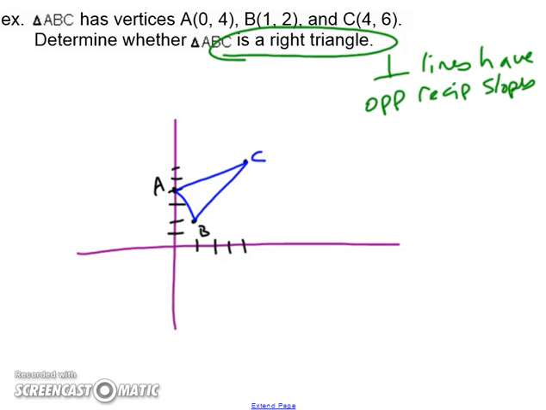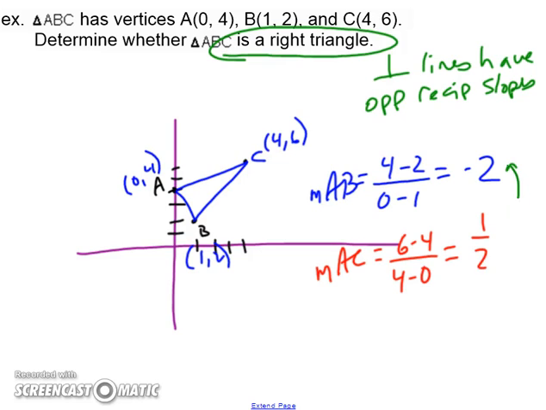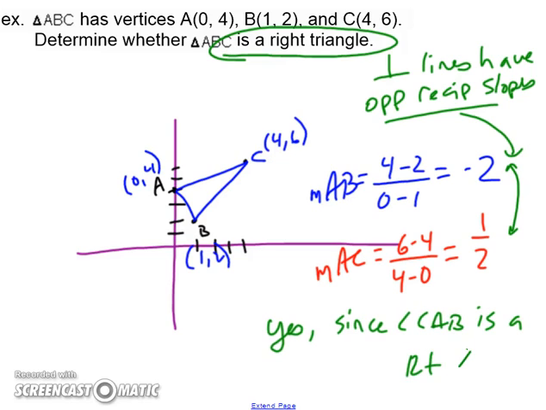So if we first find the slope of AB, plug in those ordered pairs into our slope formula, we get a slope of -2. We could then find the slope of AC. And when we find that slope, it simplifies to 1/2, and we can clearly see here that these two slopes are opposite reciprocals. Therefore, yes, this is a right triangle, since angle CAB is a right angle.